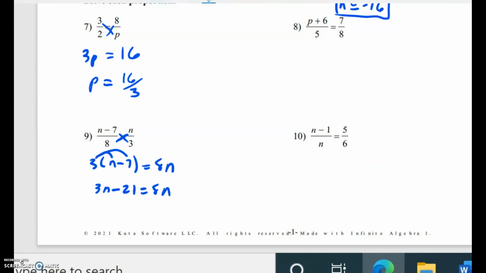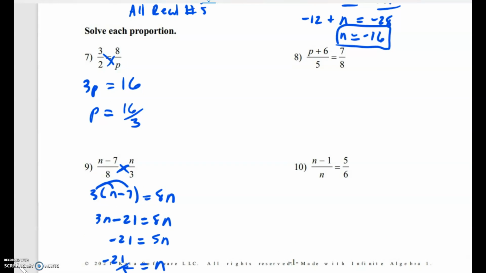I'm going to subtract 3n from both sides, and I get negative 21 is equal to 5n. And then I'll divide both sides by 5. So I get negative 21 fifths, and like I said, I'll put up the decimal answer here in a minute. You guys go ahead and try numbers 8 and 10 and resume the video when you're ready.